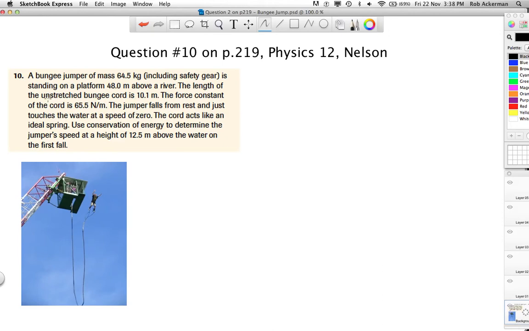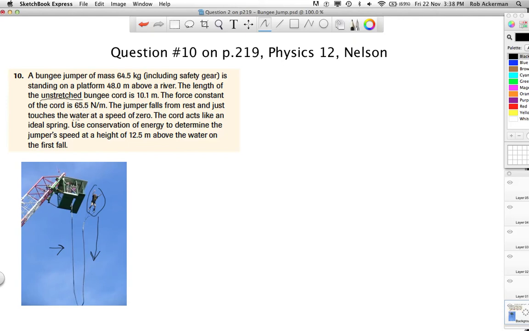Now it says the length of the unstretched cord. So this is important because if you've never been bungee jumping before, you might not realize that until you actually fall down a certain amount, the cord, as you can see here, will be unstretched. So there's actually no elastic potential energy involved in the problem yet. The force constant of the bungee cord, which behaves like a spring, is 65.5 newtons per meter.